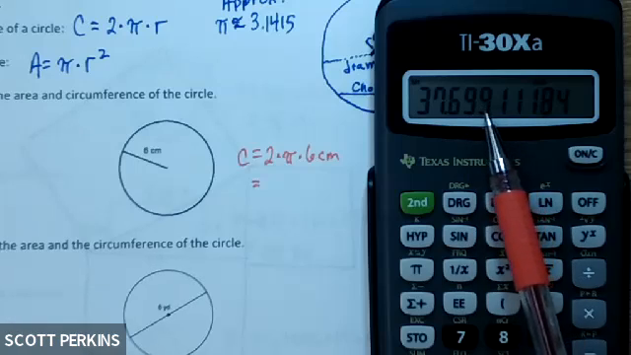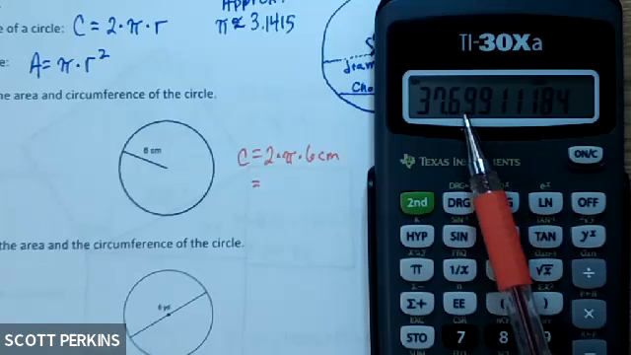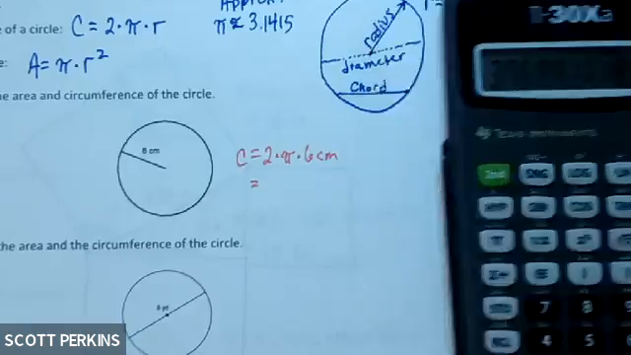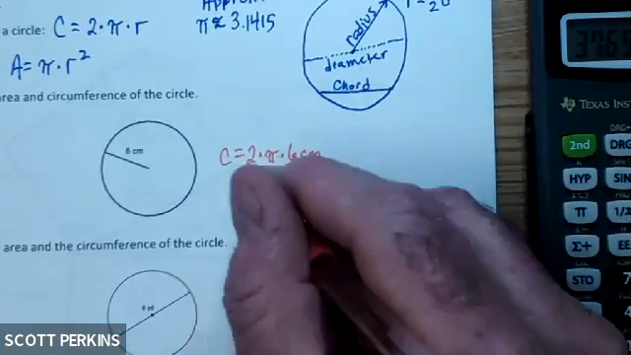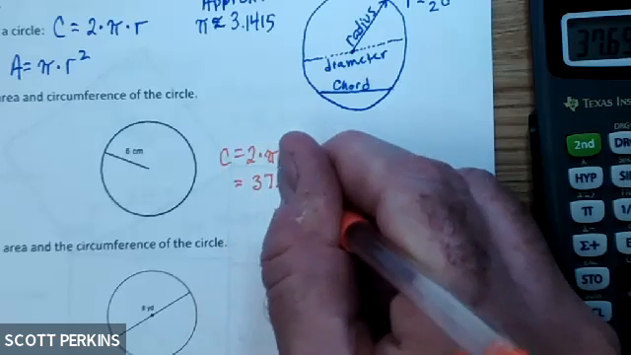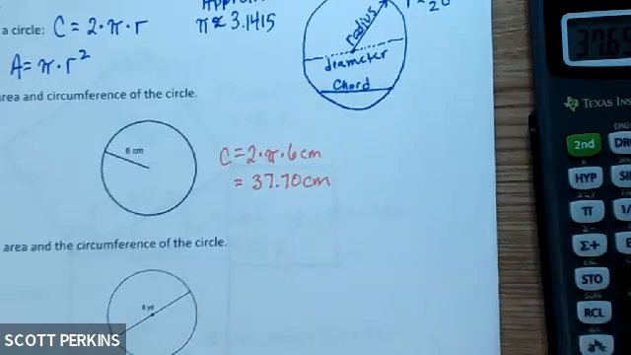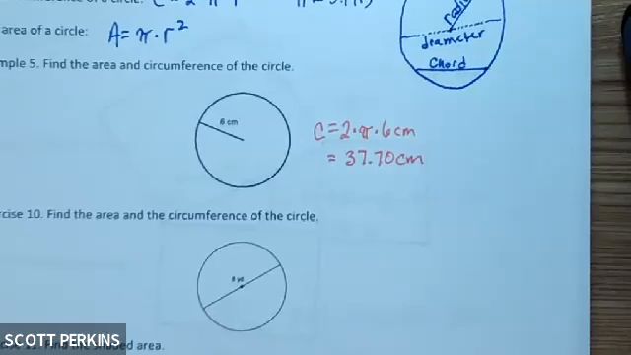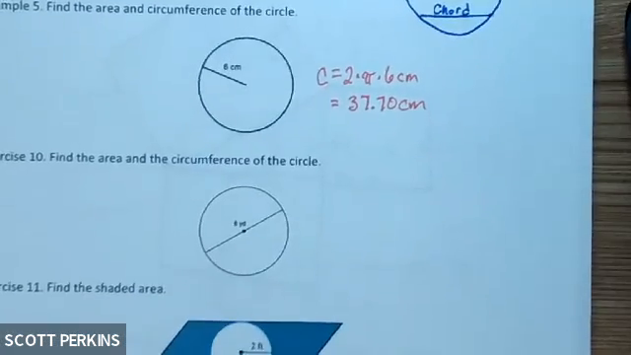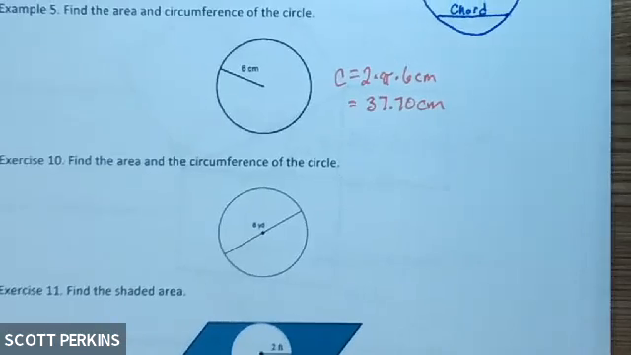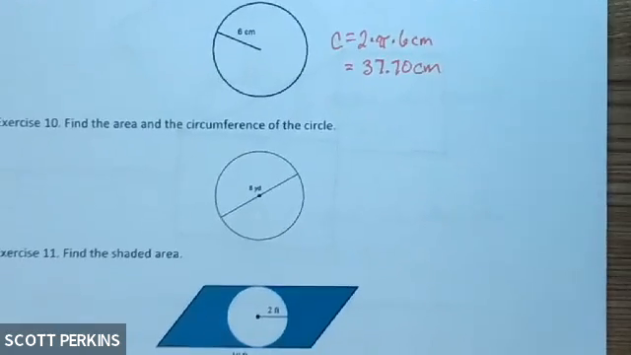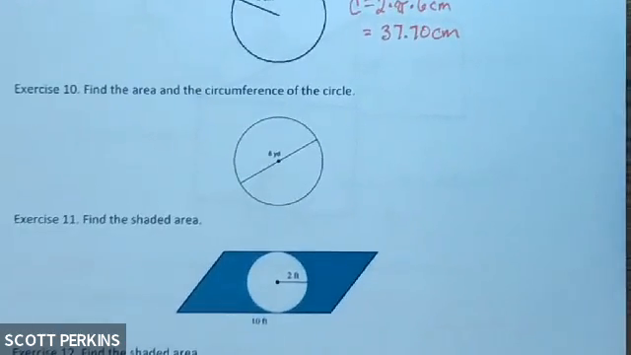So this is 5 or more. So the 0.69 rounds up to 0.70. Yes. So it's going to be 37.70 centimeters. Again, circumference is a linear measure. It's the distance around the outside. So that's why it's 0.70. All right, if you would please, exercise 10 right below it, if you could go ahead and find the circumference of that.